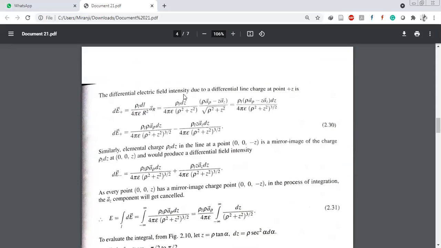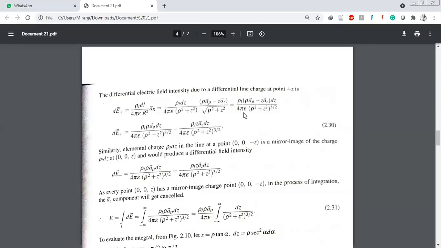The differential electric field intensity due to the differential line charge at point z is given by E = rho_l dl / (4 pi epsilon r squared) along the r direction, which you already derived earlier, where rho_l dl is replaced with rho_l dz. Here the distance is rho squared plus z squared, and the unit vector direction is (rho a_rho minus z a_z) divided by the square root of rho squared plus z squared. Simplify that expression.